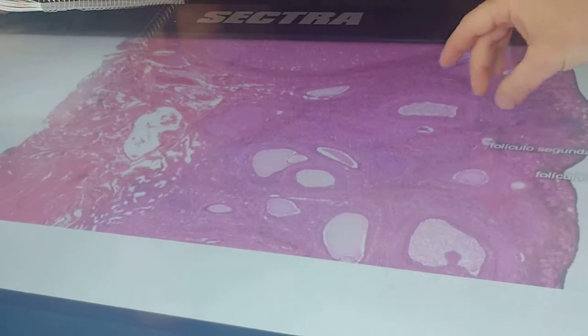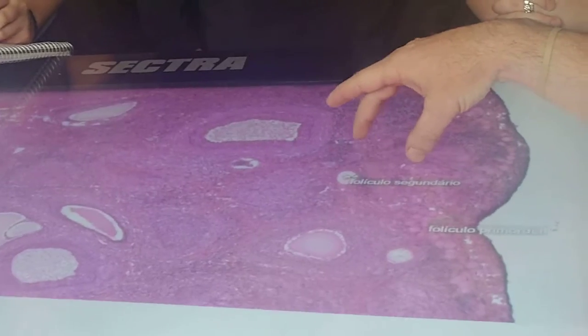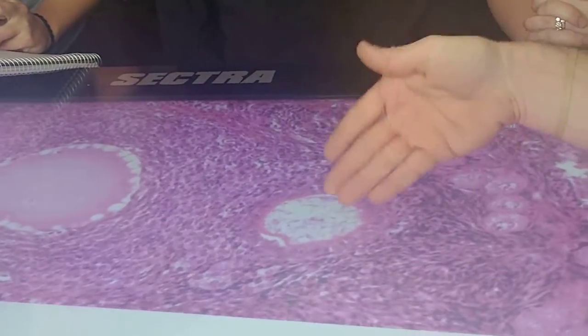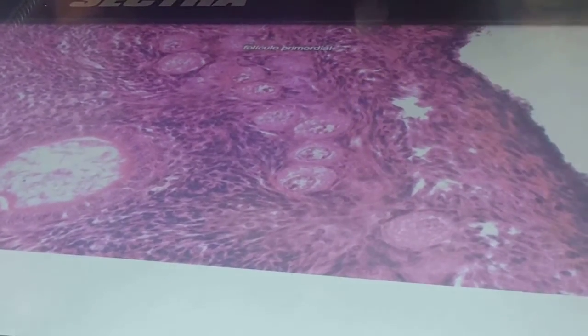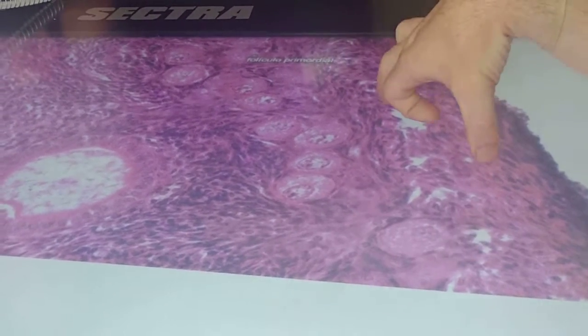let's see here, this here is secondary. So this looks about like what I would expect. Well, actually these out here are all primordial follicles. Those are just follicles that are kind of waiting. One day they might get a chance to grow.